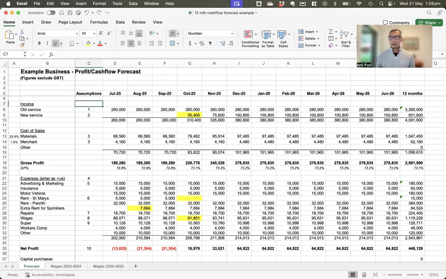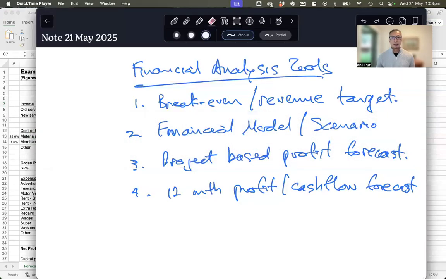So questions. Actually, first of all, key takeouts. That's all I wanted to cover. It was those 4 tools. Once again, if I just go back to this, it was that break-even revenue target spreadsheet and tool, the financial model and scenarios, the project-based profit forecasting, and also just a more broad 12-month profit or cash flow forecasting tool. So if you can open up your chat window, just tell me either the main takeouts or the key actions that you think you need to focus on out of this quick training/demo that I've just done.